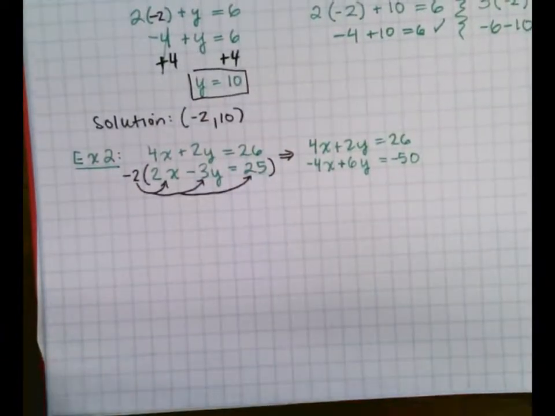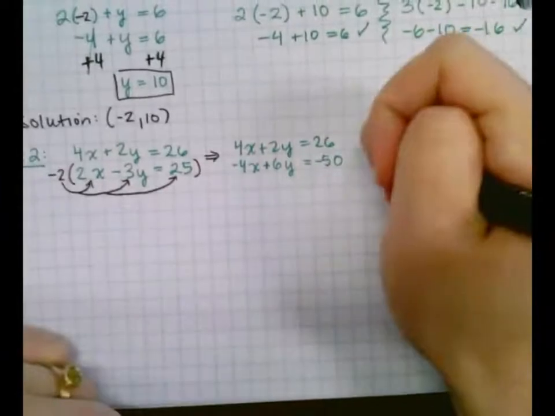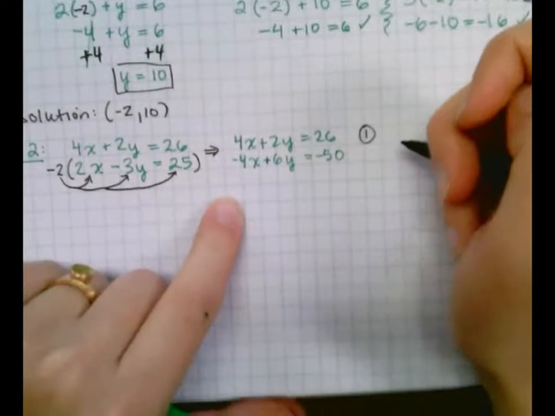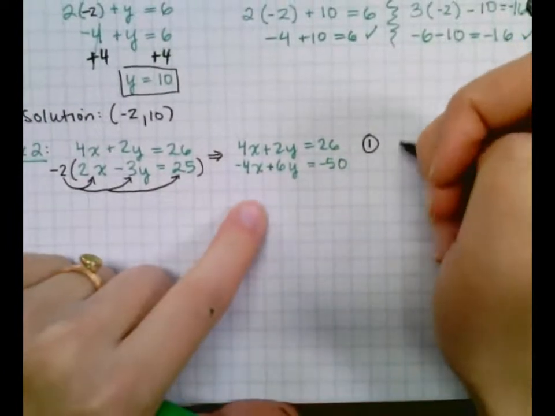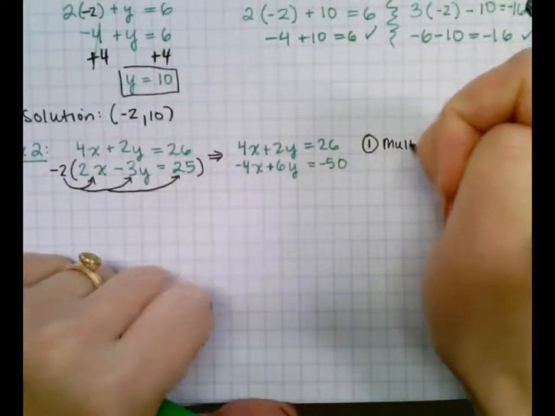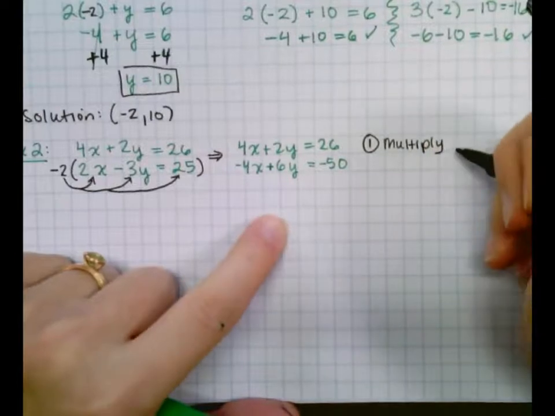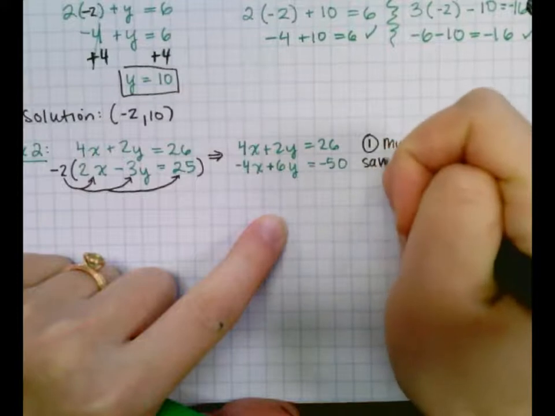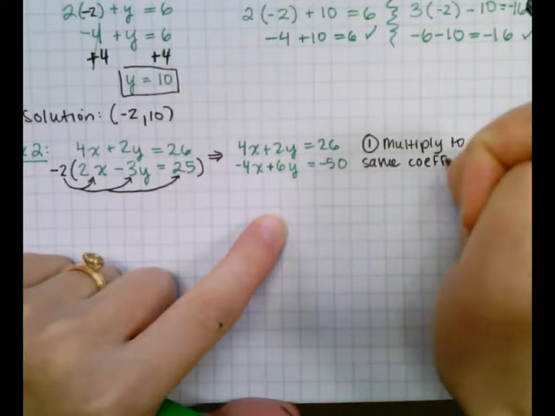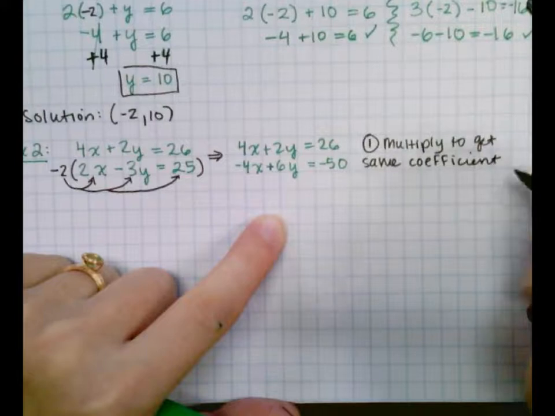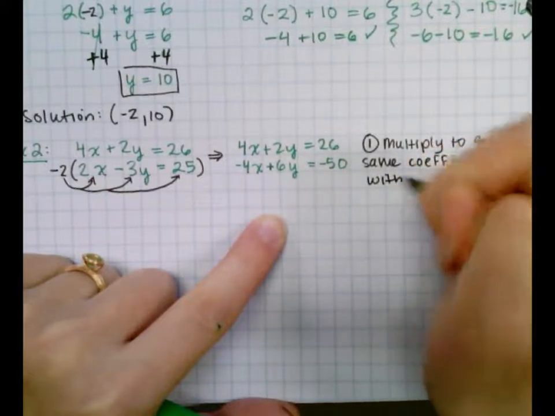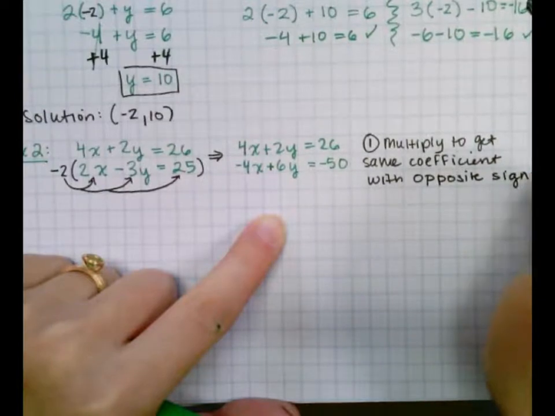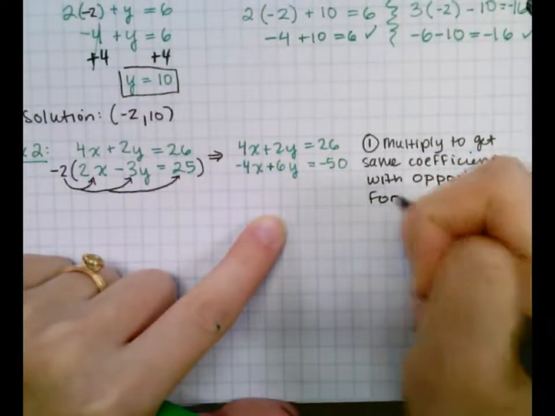Now, before I do the next step, I'm going to write down what we just did. Sometimes you have to multiply one of the equations, but sometimes you have to multiply both of the equations. So here what we do is multiply to get the same coefficient with opposite signs for one of your variables.